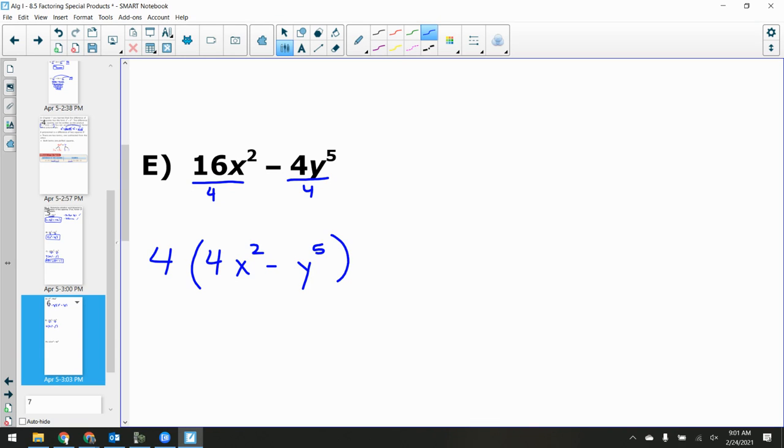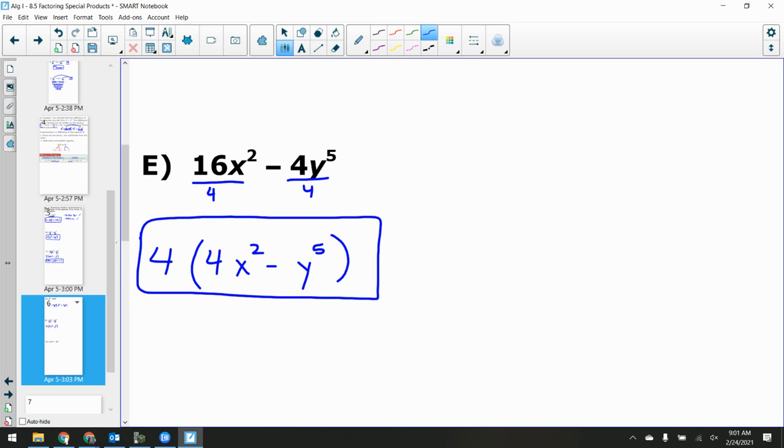All right, now I keep going inside the parentheses. I only see 2 terms. The only thing I can do with the 2 terms is difference of squares. Is it a difference? Is 4 a perfect square? Is x squared a perfect square? Is y to the 5th a perfect square? No. So this is not a difference of squares. I'll have to leave it like this.